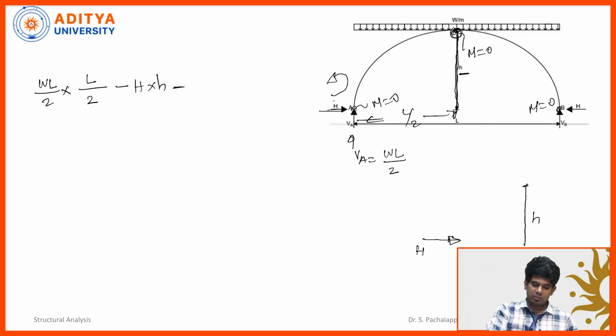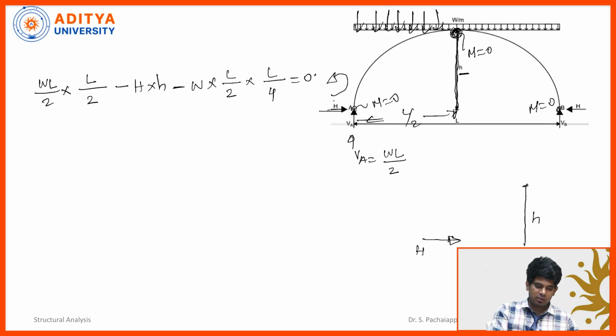Then minus, we have the UDL which is acting in a downward direction here. We need to consider this UDL also. That UDL is W multiplied by the distance over which it acts, L by 2, because we are taking the moment at this point. Multiplied by its lever arm, L by 2 divided by 2, which is L by 4, equal to 0.